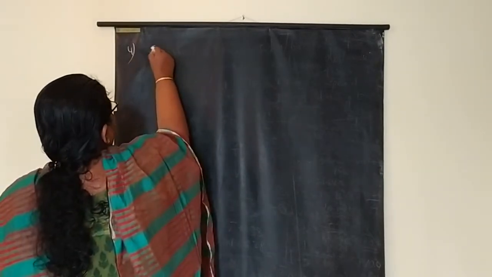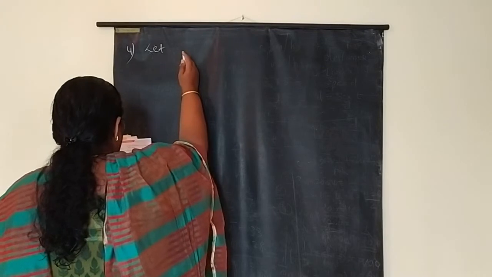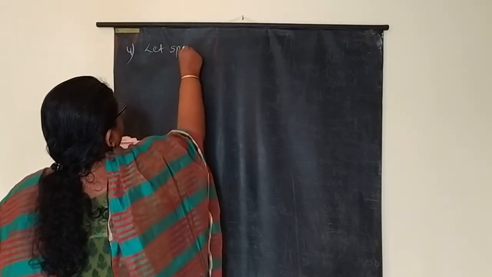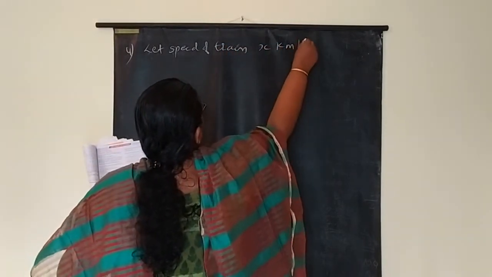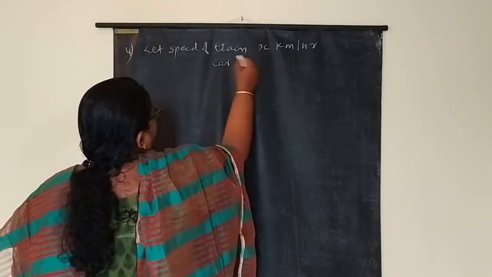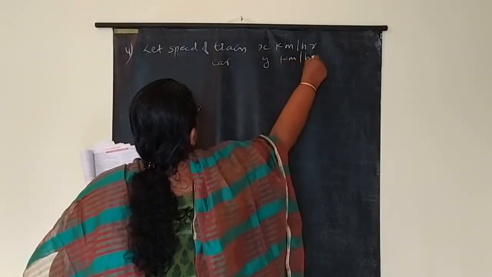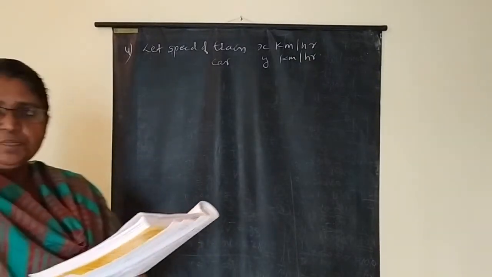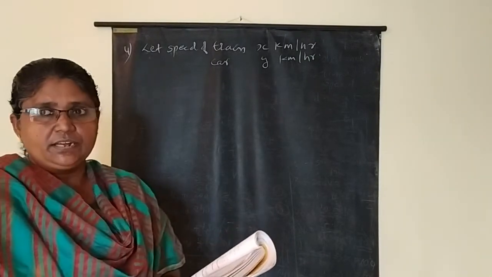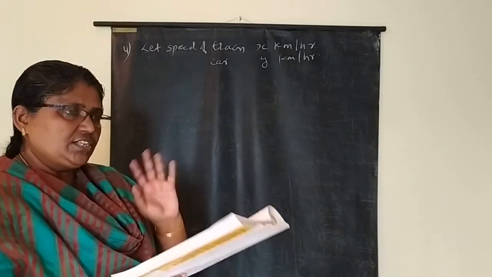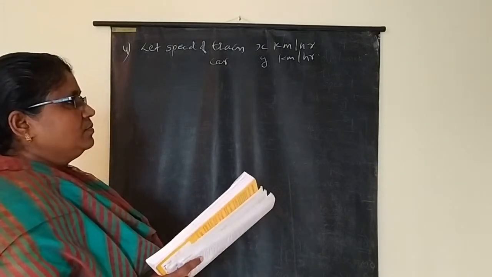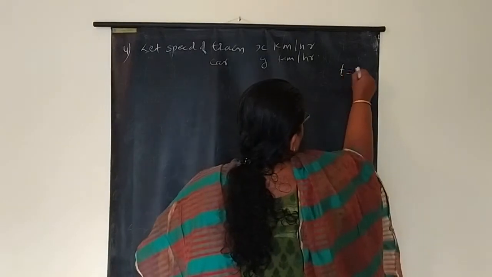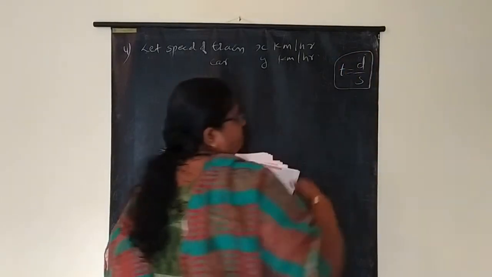So here also the question is find the speed of the car and train. So let us take speed of train as x kilometer per hour and speed of car as y kilometer per hour. In this particular question also, the relation is given in terms of time. For traveling this much distance, he took 8 hours and 40 minutes. So relation is given in terms of time. What is the formula? Time is equal to distance by speed.